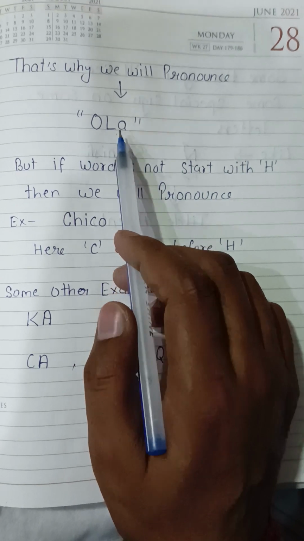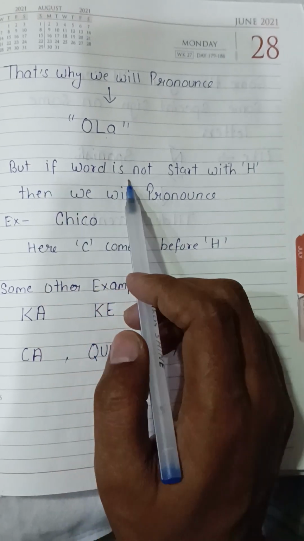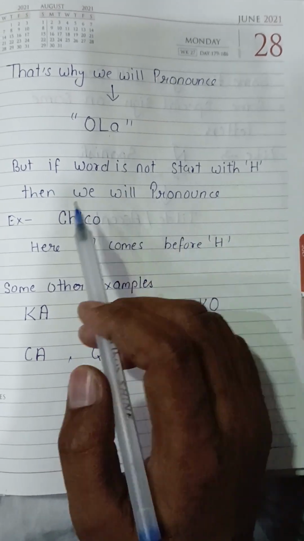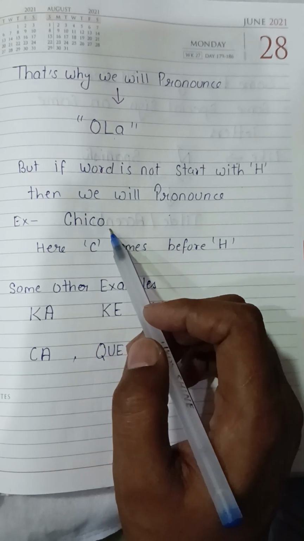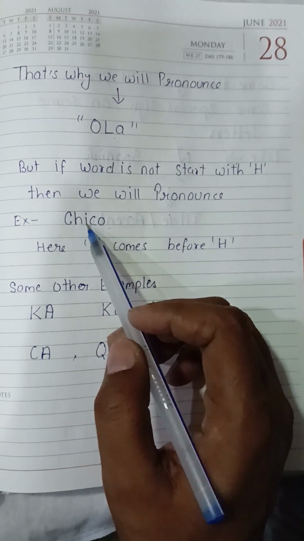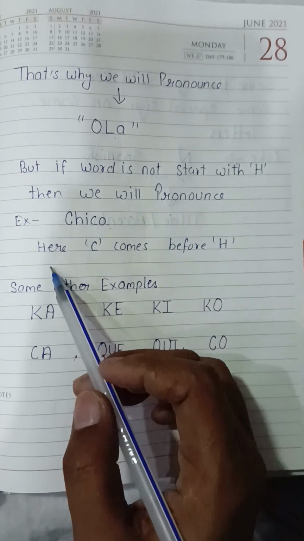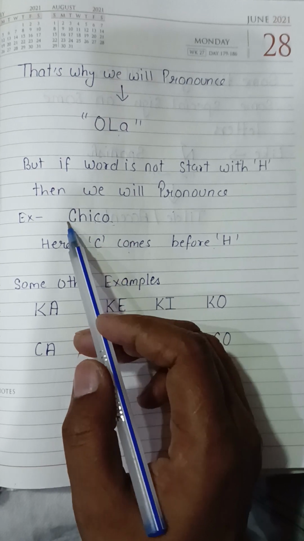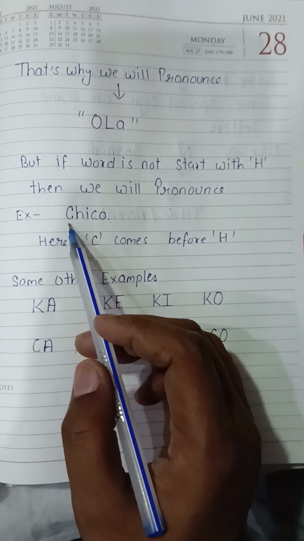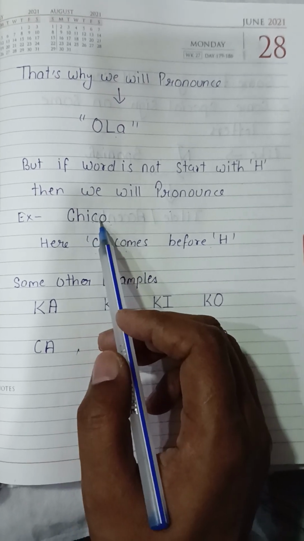Okay, that's why we will pronounce it hola. But if the word does not start with H, then we will pronounce the whole word, like chico. Here C comes before H. You can see C comes before H. So that's why we will pronounce it chico.